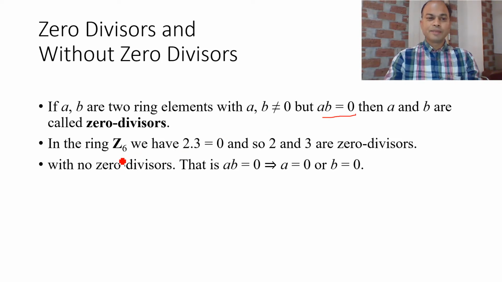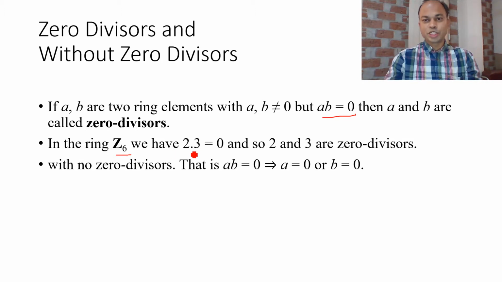For example, we have here Z6. Z6 means here we have numbers 0 to 5 and we are applying modulo 6. I mean we are getting the remainder if a number is divided by 6. Therefore, remainders are 0 to 5. In Z6, we have the numbers from 0 to 5 and we are using the concept of modulo, I mean the number is divided by 6.